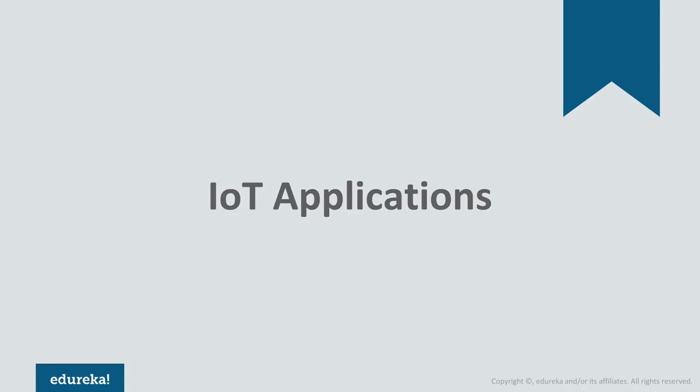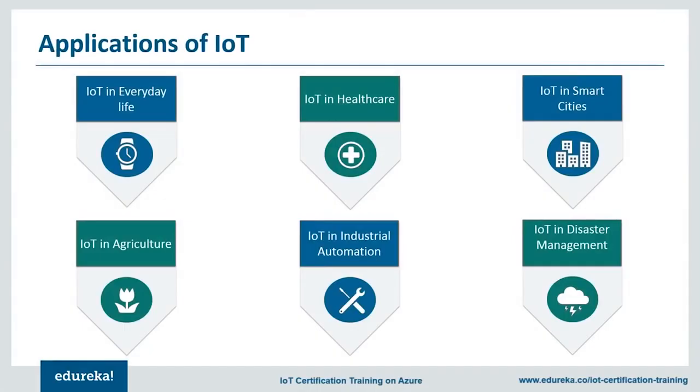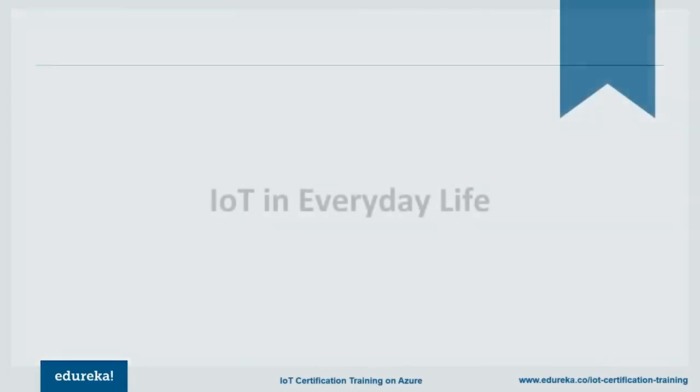While the Internet of Things equips a multitude of domains and millions of devices with connectivity every day, there are still a few domains which I find a tad more interesting than the others. And they are IoT in everyday lives, IoT in healthcare, in smart cities, agriculture, industrial automation, and finally in disaster management. First, we have Internet of Things in our daily lives.